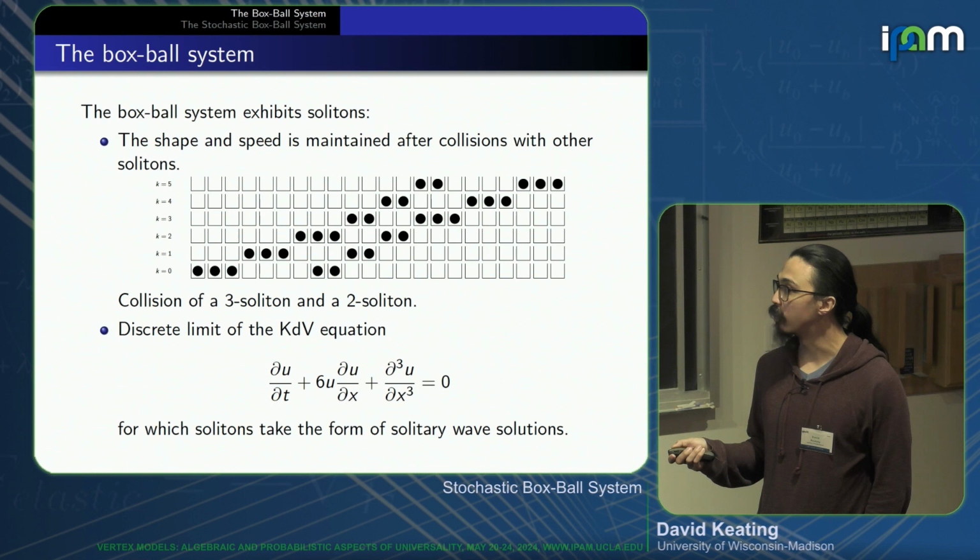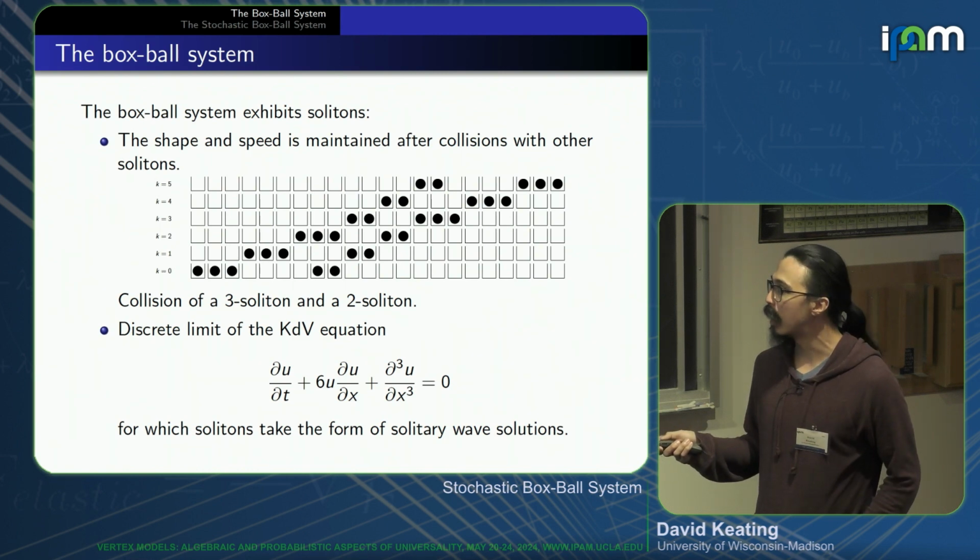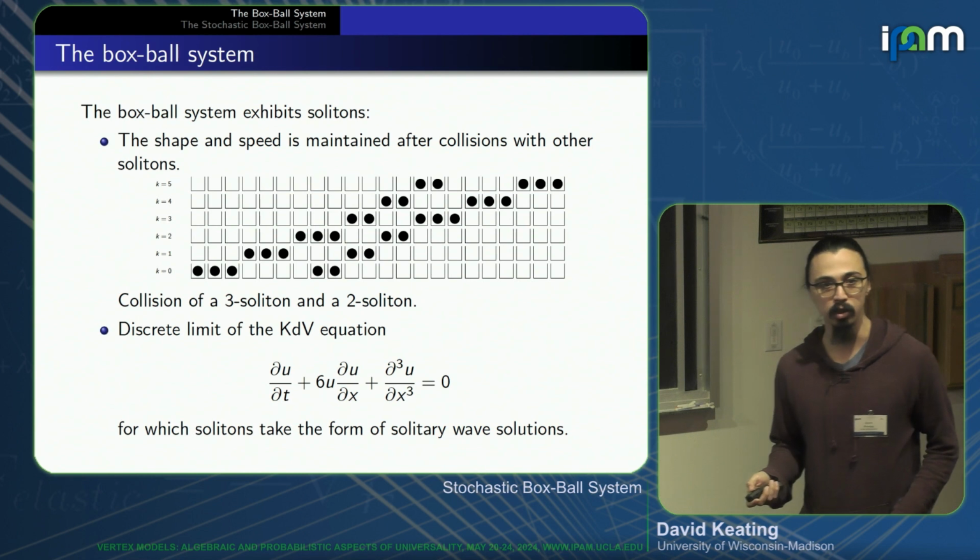So here we have a 3 soliton and a 2 soliton. And sometime around time 2, they collide. So there's some shifting from the interaction of the collision. But then afterwards, the 3 soliton continues moving at speed 3, and the 2 soliton continues moving at speed 2.